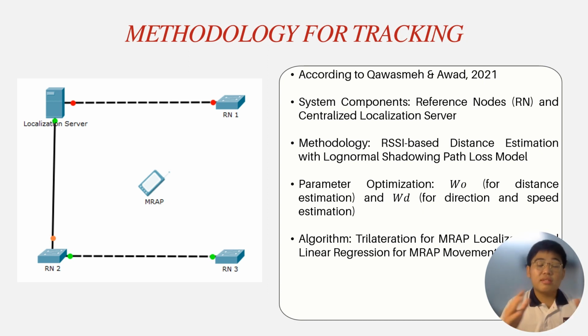To ensure the system is effective, we need to carefully determine the optimal values of WO and WD. Based on a typical rate of the beacon frames and expected speed of MRAP movement, we aim to keep these parameters relatively small.